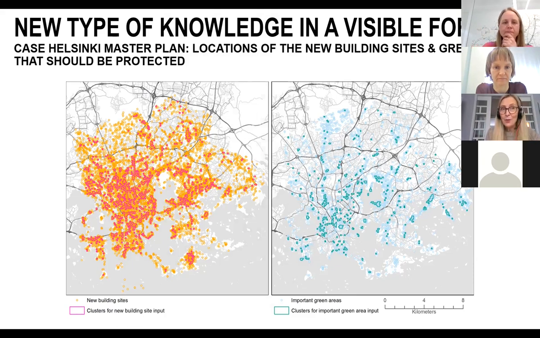By the way, here was a surprise that participants in this Helsinki Master Plan survey mapped clearly more places for new building sites than those sites that should be protected. That was something surprising, because it was very well known from other public debate that generally people are very critical towards infill projects. So this was interesting.